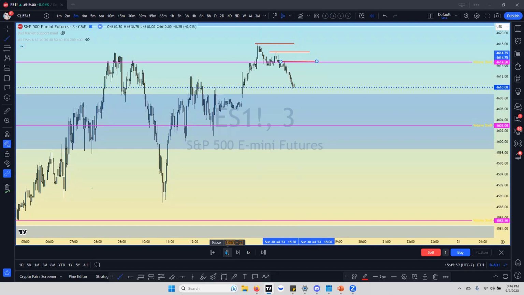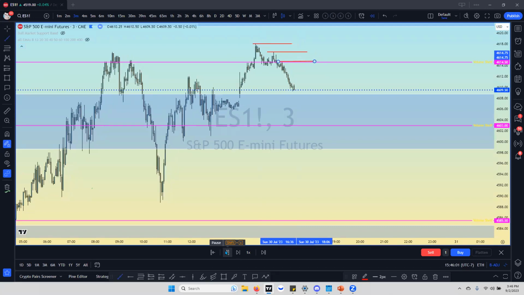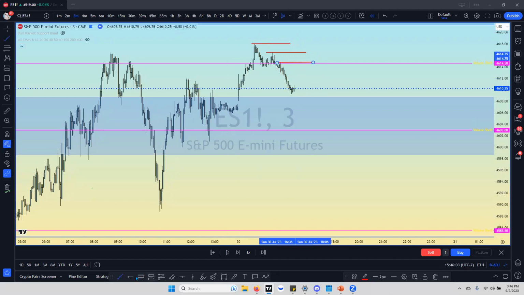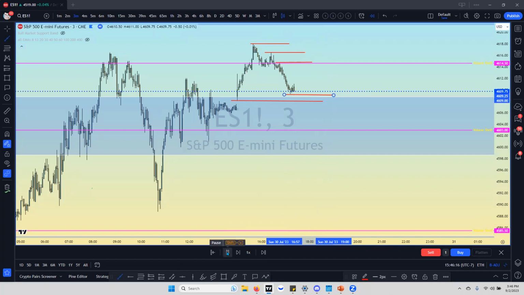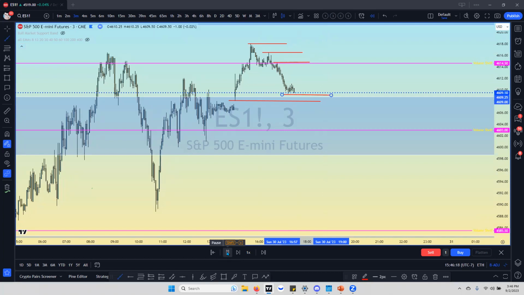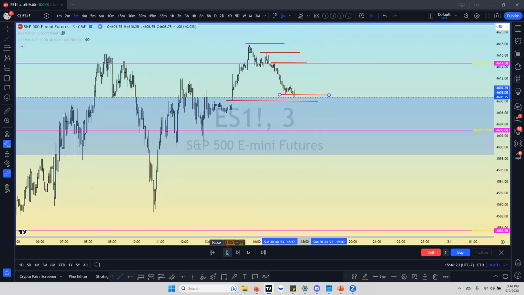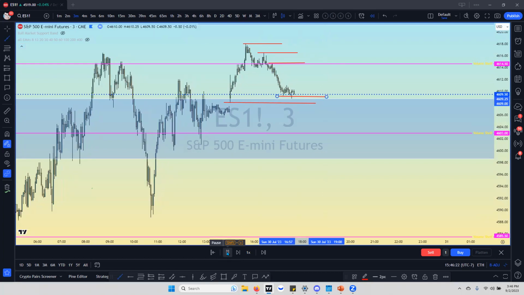And I don't think it happens. Okay, so we came down. Here's what happened. We held this support right here. And let's say that this is going to be the swing low. Let's see where this push-up leads us. I don't think it's leading us anywhere. Oh, let's see.